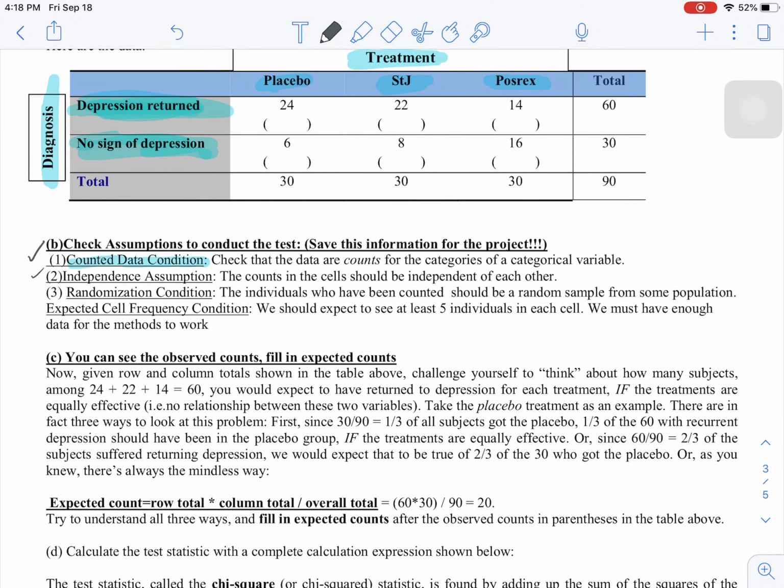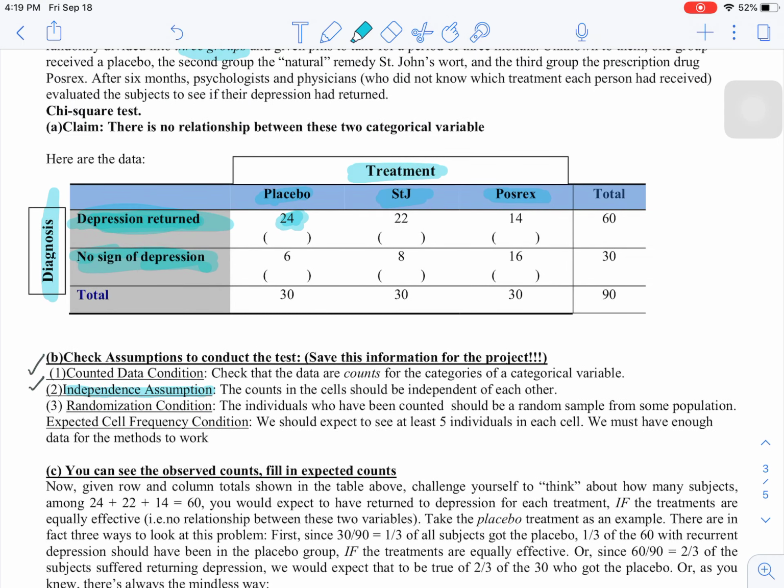The next condition that we want to check on is independence. The independence assumption is saying that the counts in each cell should be independent from one another. In other words, just because this one is 24, that shouldn't somehow imply that this next one is 22. In general, with this assumption, we assume it's true unless we're told otherwise, because it's a little difficult for us to verify on our own. Independence is usually a natural consequence of having random assignment into groups.